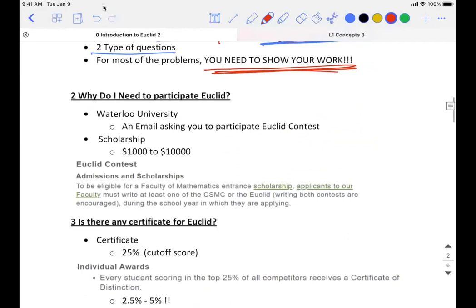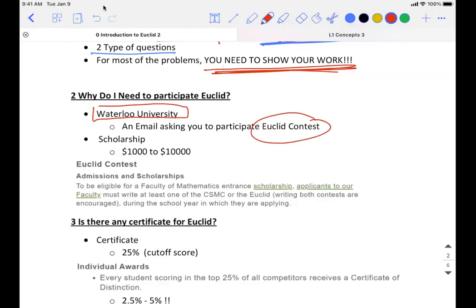So moving forward, second part, why do I need to participate in the Euclid exam? Is this something useful? The answer is yes, especially when you want to apply to Waterloo University. You know, especially when you apply to very hot majors at Waterloo, like mathematics, computer science, and so on and so forth. Right after your application, the system is going to automatically send you an email. The email wording is very polite, saying that, okay, thanks for your application. We strongly recommend you participate in the upcoming Euclid contest.